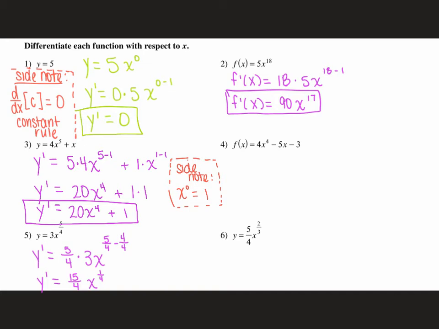Okay, let's do number 4. Again, we have this f of x, so when I'm working on this, I'll write f prime of x to indicate that this is the derivative. We're going to use our power rule, so we're going to have 4 times 4x to the 4 minus 1, minus 5. And this is really a 1 times 5 times x to the 1 minus 1, and then minus 0 times 3 to x to the 0 minus 1. We don't see an x there, so that's really like x to the 0.